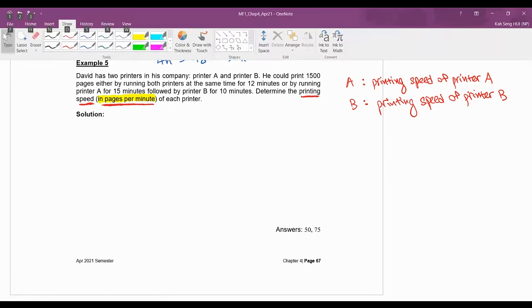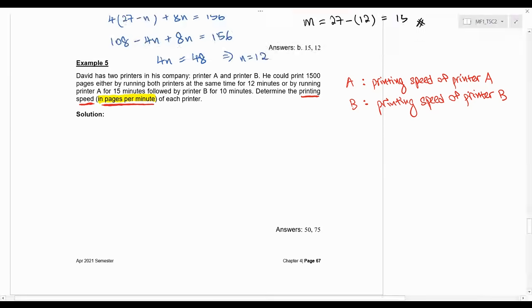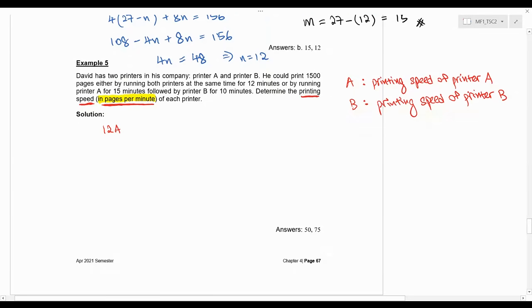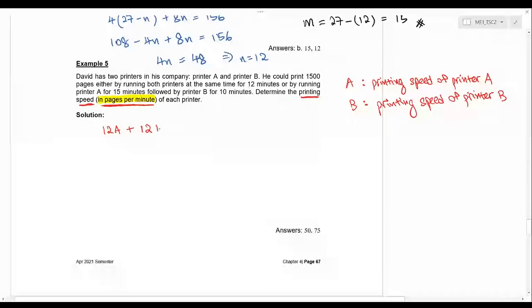So we're going to have two sets of equations, based on the information of the question. It says he could print 1,500 pages either by running both printers at the same time for 12 minutes. So A is the number of pages per minute of printer A. This means if I run it for 12 minutes multiplied by A, I will print a certain number of pages. And if I do the same thing for printer B, it will be 12 minutes multiplied by the printing speed.